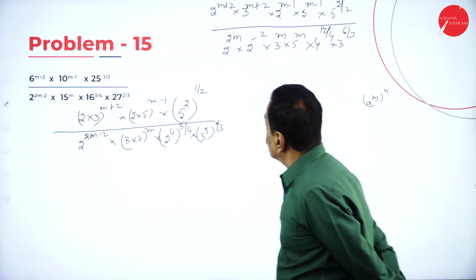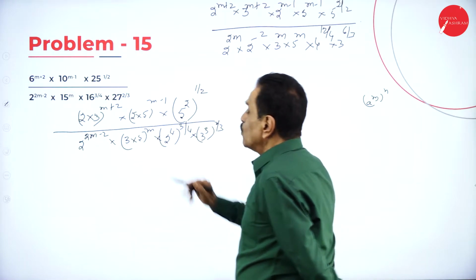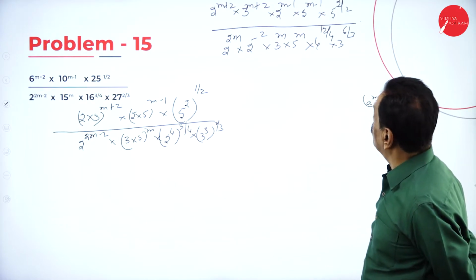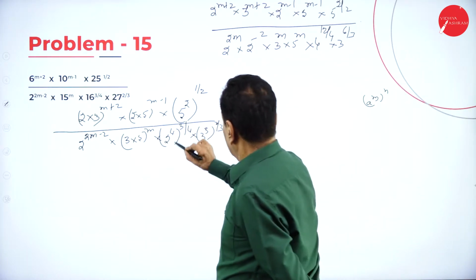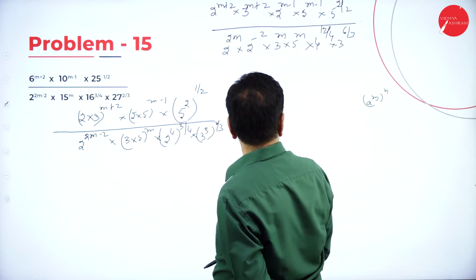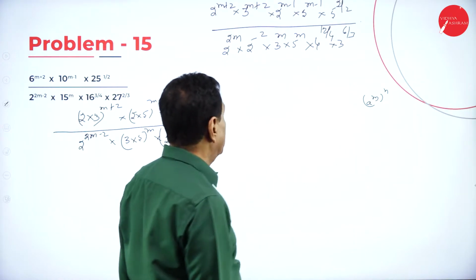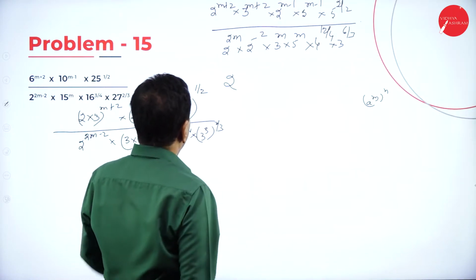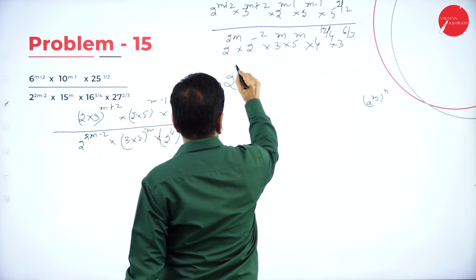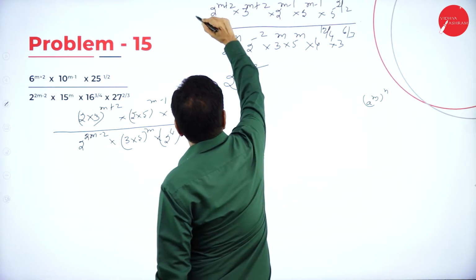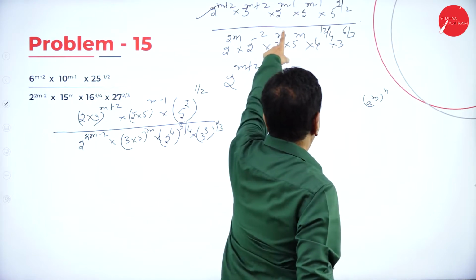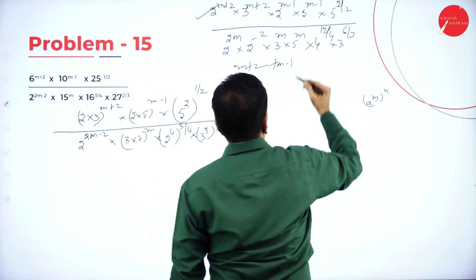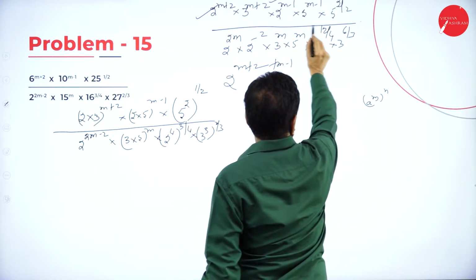Then I have written this is 5 to the power of 2 by 2, 2 to the power of 2m minus 2, 3 to the power of m, 5 to the power of m, then 2 to the power of 12 by 4. Simplify with 2 and 3. You take the 2 as a base. What is the first one? M plus 2. Right, this over. Then come back. What is next one? M minus 1. This over.